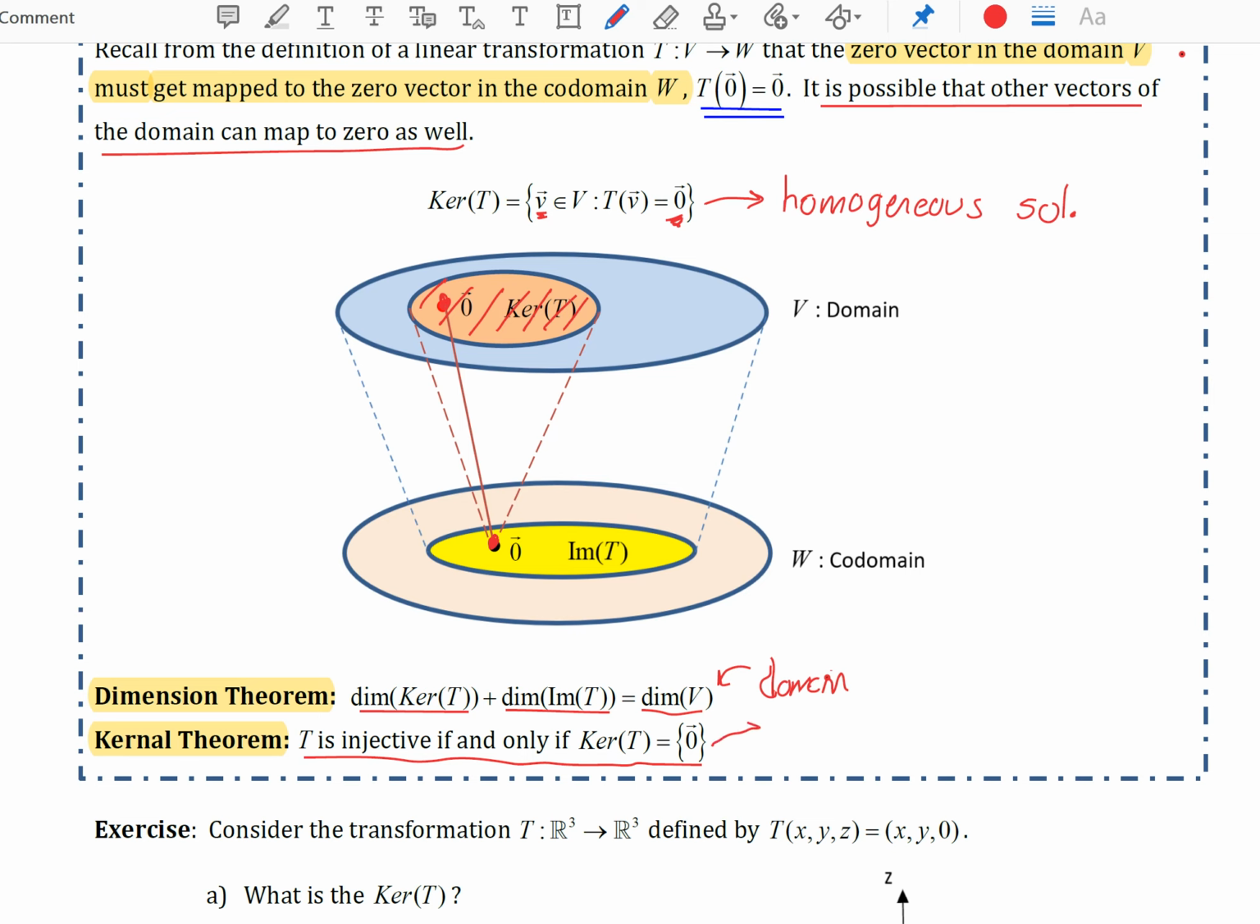Another way to word this is we could say the dimension of the kernel of T has to be 0. And this is not 0 the vector, this is 0 the scalar. Remember, the dimension is the number of vectors that are needed to span your space. Here we're saying it's 0 vectors.